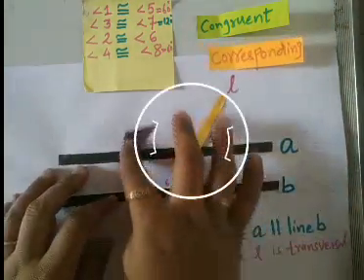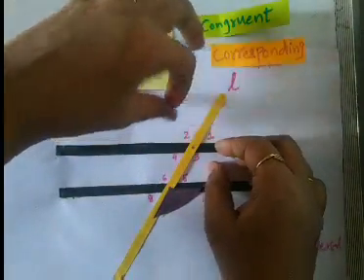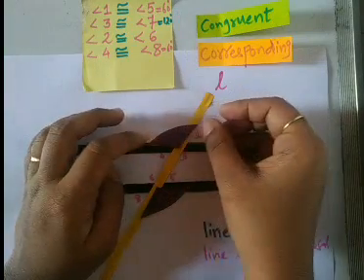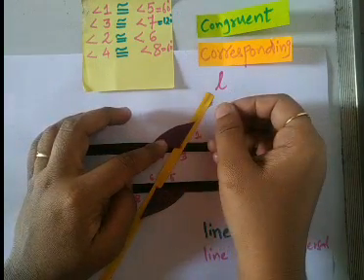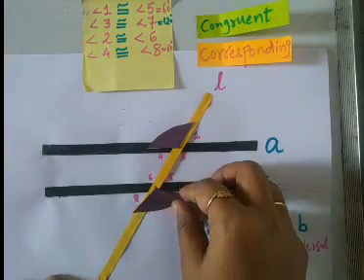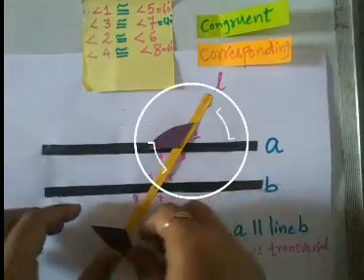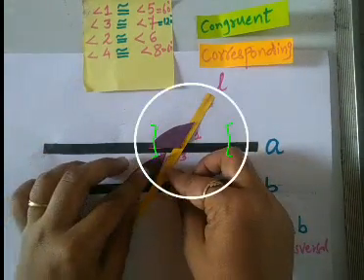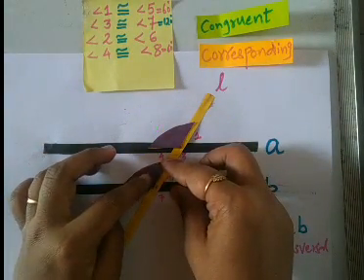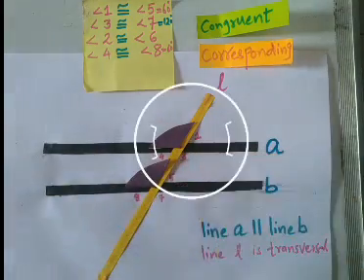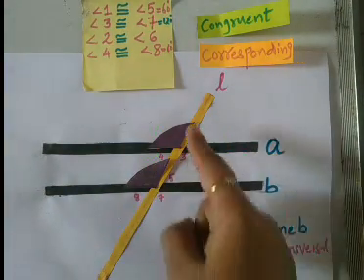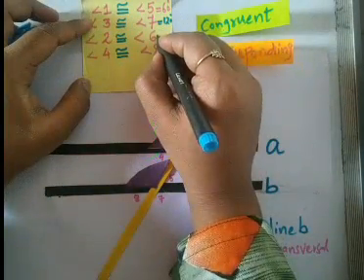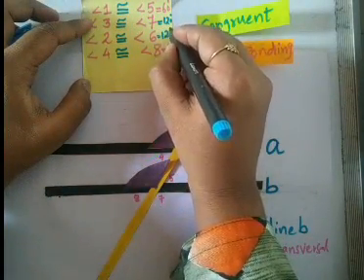Same way, on this side also, angle number 2, this angle, and leave one angle on the same side, leave angle number 4 and come to angle number 6. Angle number 2 and angle number 6, these two angles are of 120 degrees.